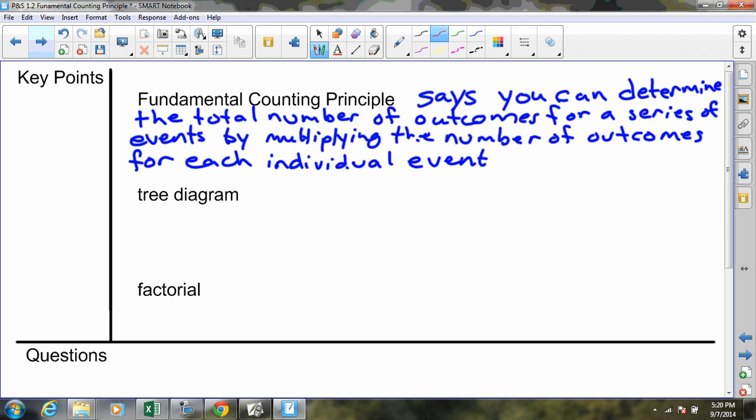We also should remember that a tree diagram is nothing more than a tool that you can use to map outcomes. The last vocabulary for factorial, I'm actually going to leave blank for right now. I'll come back to it later on in the lesson and discuss it when it becomes relevant. Continuing our work.